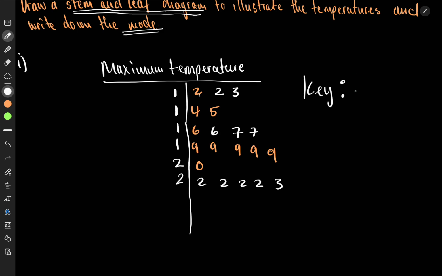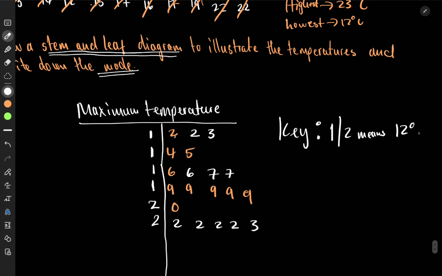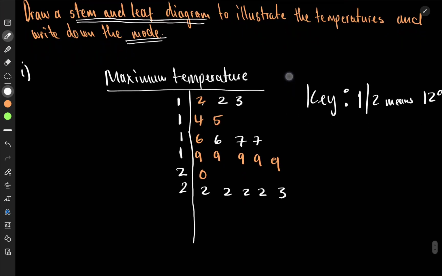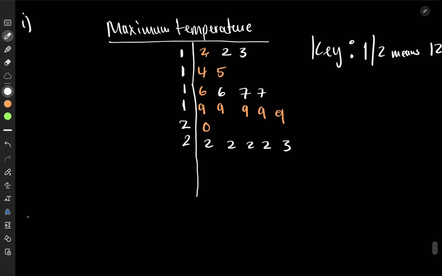Key, you can say 1 bar 2 means 12. And what is this? Rainfall? Oh no, it's temperature, 12 degrees Celsius. This is going to be it. Okay, now write down the mode. The mode, I can see all these 9s and they're 19, so it's going to be 9. So I can say the mode is 19 degrees Celsius. And I'm done. That's the end of it. Bye.